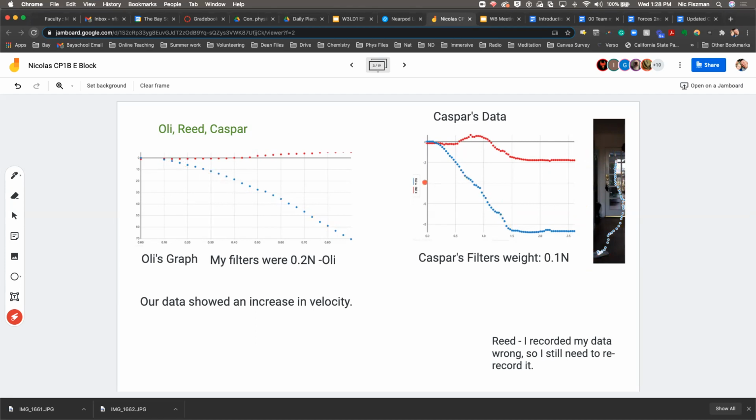So I want the whole class to think about this for a second. Casper's data shows that vertically, it speeds up. And then it seems like vertically, it's going down at a constant-ish speed, like the speed is about the same. So the question is, is the velocity constant? What do you think as a class? Do we believe that the velocity is constant or not? What do you think? Yeah, Dak. I think it's constant.